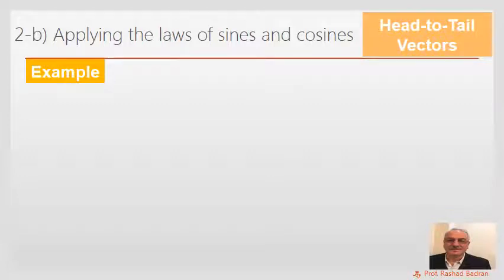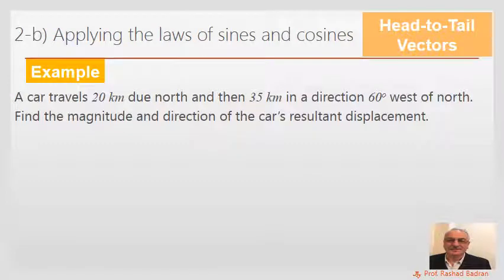Here we're going to add head-to-tail vectors, but this time by the method of applying the laws of sines and cosines. This example demonstrates this method. A car travels 20 kilometers due north and then 35 kilometers in a direction 60 degrees west of north. Find the magnitude and direction of the car's resultant displacement.